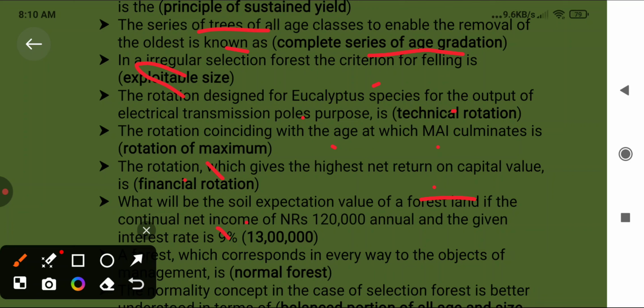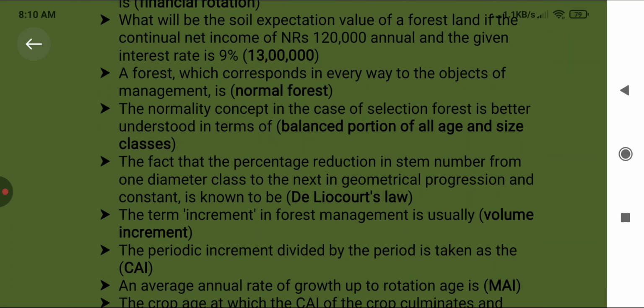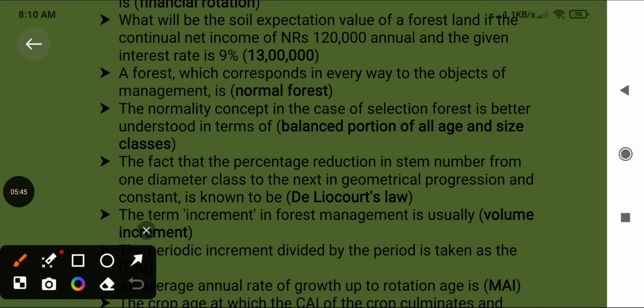What will be the soil expectation value of a forest land if the continual net income is 1,20,000 annually and the given interest rate is 9 percent? That is 13 lakh. A forest which corresponds in every way to the object of management is a normal forest.